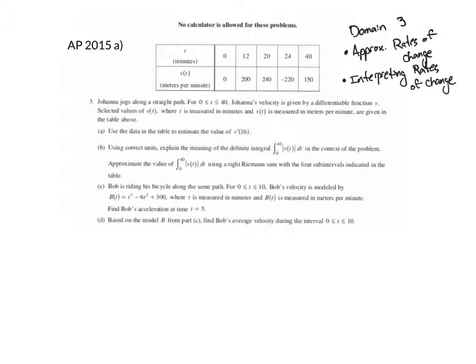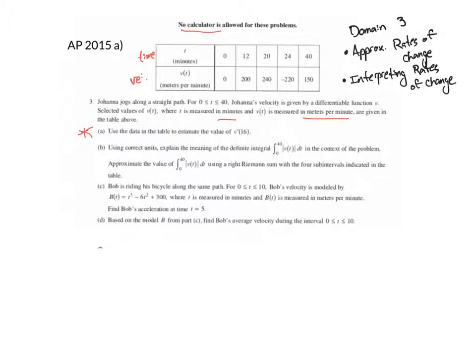We got Joanna here again. Joanna's jogging along a straight path. We've got time here on the x. We've got velocity here on the y. It's a differentiable function v, with meters per minute on the velocity and minutes on the time. And then what we're doing here is we're taking a look at part A. Remember that there is no calculator on this problem. So we want to use the data in the table to estimate the value of v prime of 16.